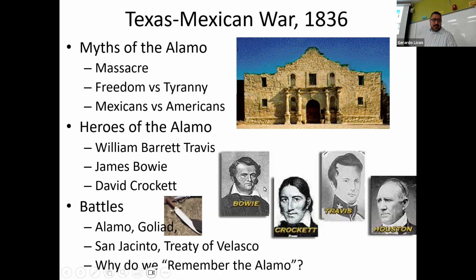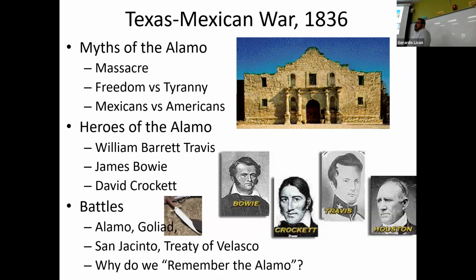Then we have James Bowie. Bowie was the person in charge of the volunteers. These were the people that didn't have previous military training. James Bowie was well known for being an Indian fighter, for fighting and killing Native Americans. And this knife, to this day, is called a Bowie knife, named after him.